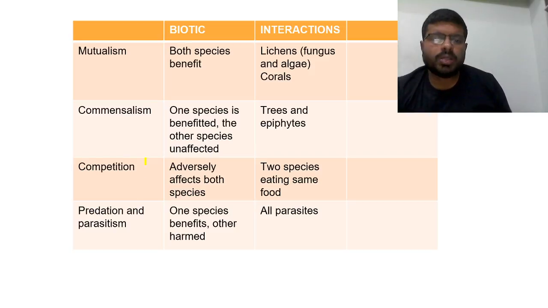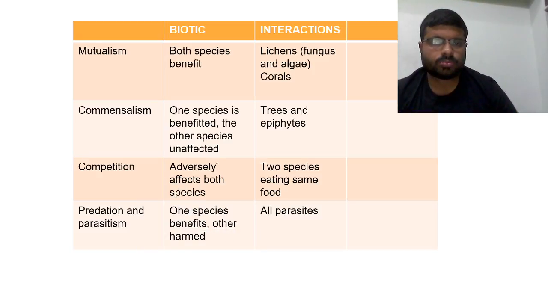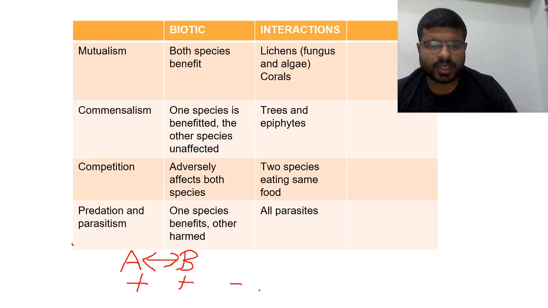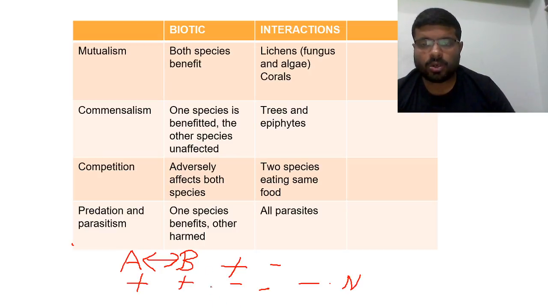So, for example, there are two species A and B. How these two species are interacting with each other, whether this interaction is positive for both animals, or negative for both animals, or positive for one and negative for the other, or negative for one animal and neutral to the other. Sometimes both species might be benefited, or one species might be benefited, or else one species might be significantly negatively affected, or else there is no negative effect at all.